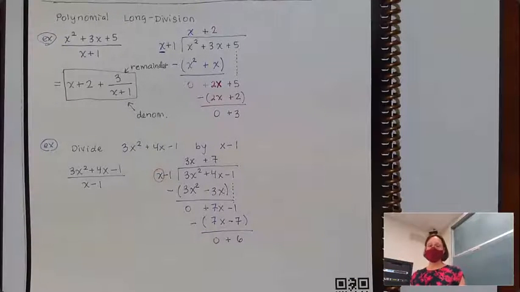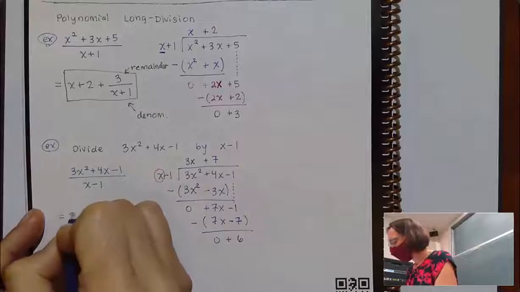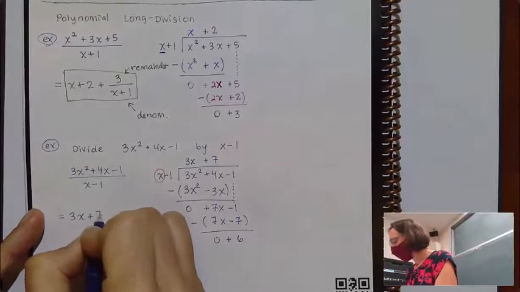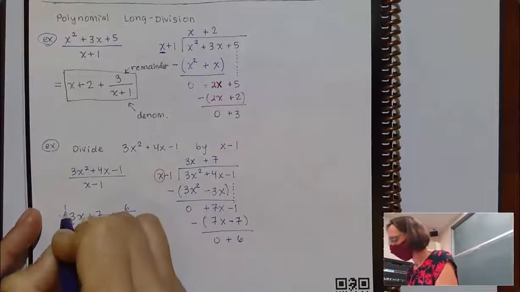The last step is just to write our final answer with our remainder as a fraction. So I'm going to get 3x plus 7 plus 6 over x minus 1.